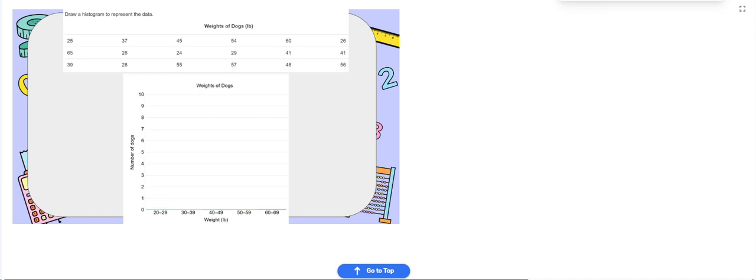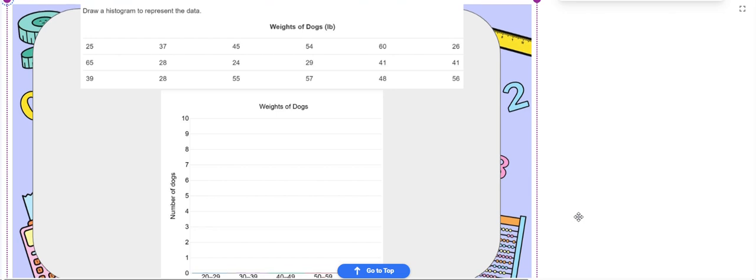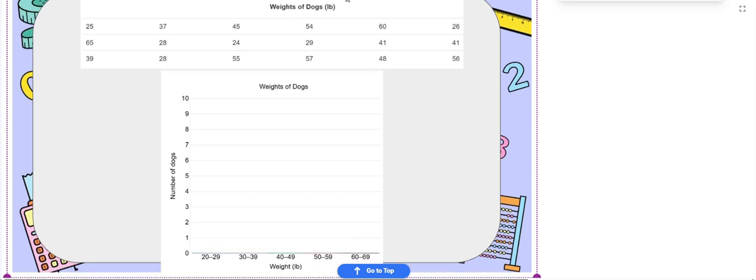On this one, it says draw a histogram to represent the data. So we have weights of dogs here. So remember, in histograms, we have intervals, and so these numbers will fall within the intervals, okay? Now, this is what it will look like on your test. The histogram will be set up for you, and you just need to draw the bars into the correct places.